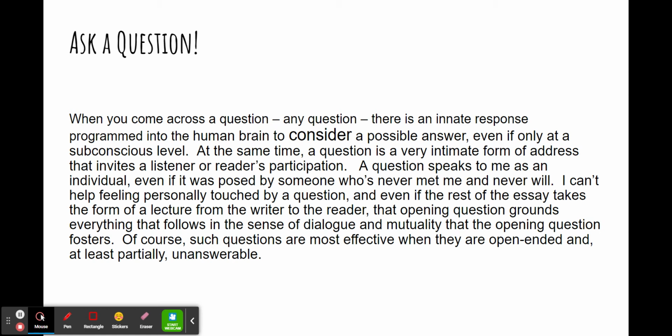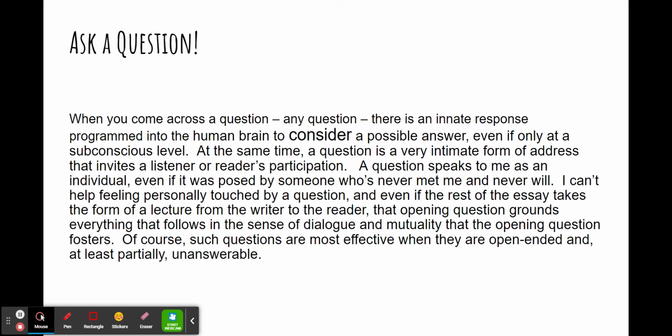For example, if I said, "Did you know fast food is killing Americans?" You would probably respond with, "Yes, I completely agree with that. Tell me why." Or, "No way, I eat fast food all the time and I'm really healthy." Either way, I've just engaged that reader into my paper. A question will speak to the reader as an individual, even if it was posed by someone who's never met them. You can't help feeling personally touched by a question. And even if the rest of the essay takes the form of a lecture from the writer to the reader, that opening question brought a connection.